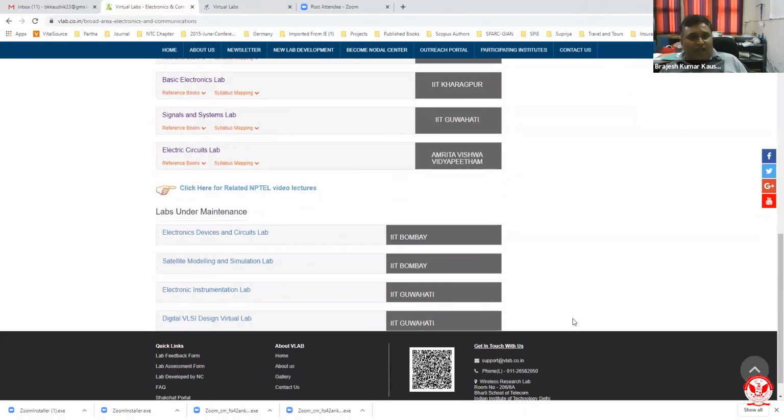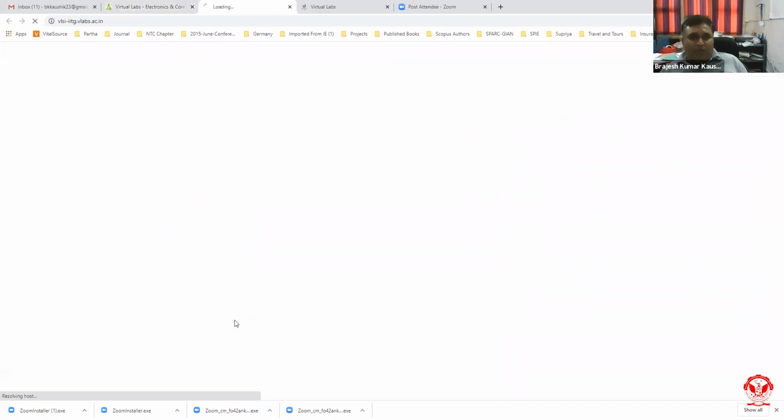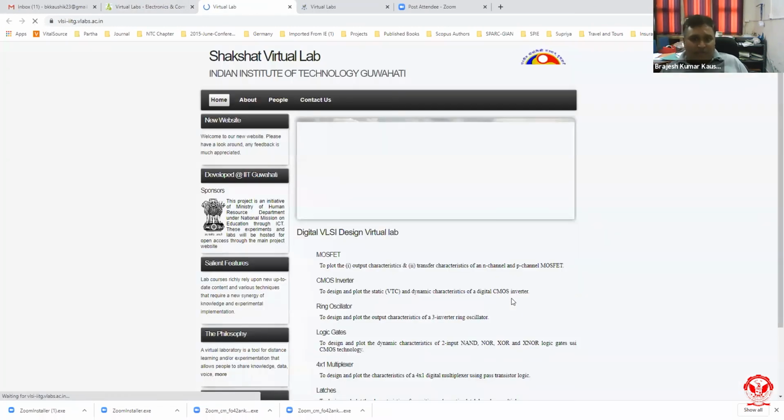And there are a few labs which are under development also. There was a lot of demand for a digital VLSI design virtual lab, which is now under development at IIT Guwahati and would be available. So some of those experiments you can still look into, which can be taken care of. I've just clicked some of them.